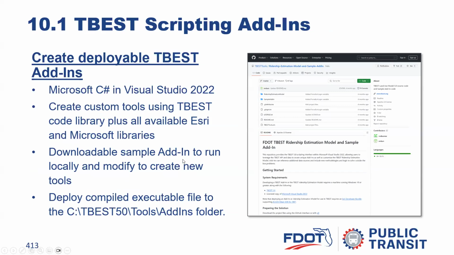You can also create deployable TBEST add-ins using the same kind of setup, Microsoft C# and Visual Studio. There is a sample add-in that you can download and run, and you can create custom tools using the TBEST code library plus all available Esri and Microsoft libraries, all of them combined, similar to what we did with the bus stop balancing. So create a kind of workflow and tool set that can be used using all these different libraries and data that TBEST uses and have your own unique functionality relative to an add-in.